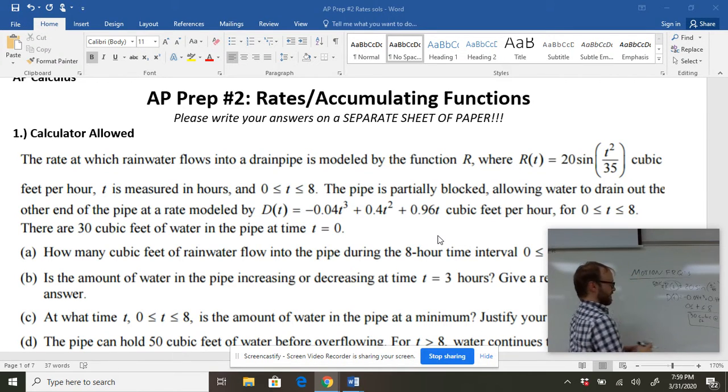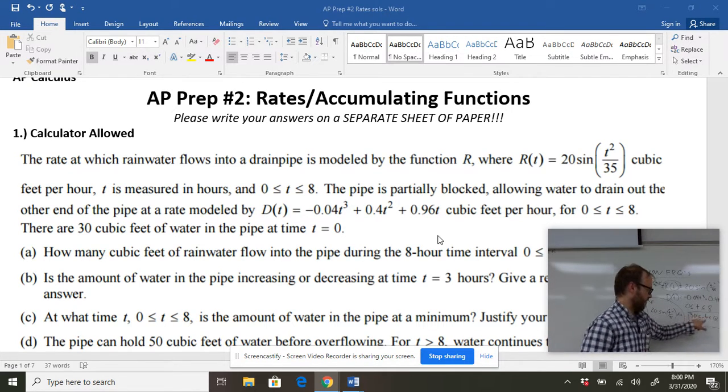So anyway, to set this up, you're just going to take the integral from 0 to 8 of your rate function. And I'll let you run the numbers on that. But that's going to tell you how much rainwater comes in over those 8 hours. Now be careful, there's already 30 cubic feet in this. So this question just asked how many came in during that 8-hour period. The 30 won't come into play here. However, if they ask you for the total amount of rainwater in the drain, that might be something that you have to take into account.